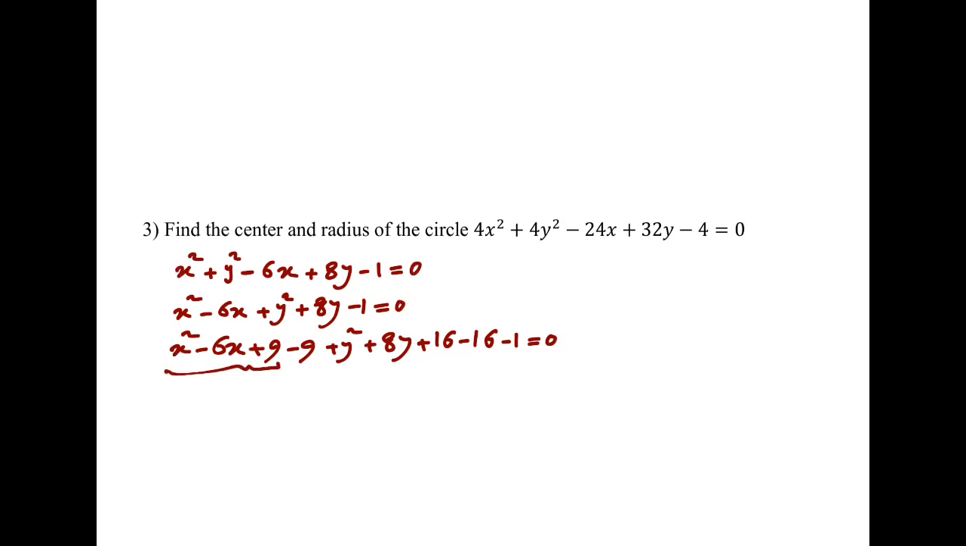So here we can rewrite it as x minus 3 squared. Here I will get y plus 4 squared, and then I have these numbers, and now here this negative 9, negative 1 and negative 16 will give us negative 26 equals 0. And now we can take negative 26 to the other side.